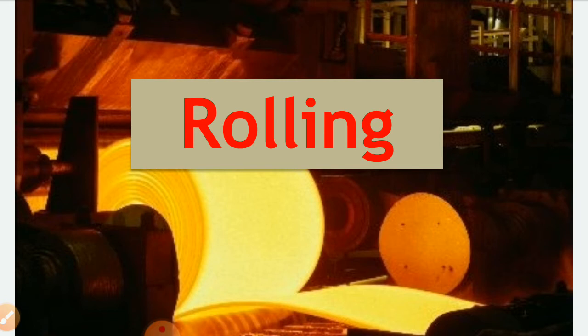So when it comes to rolling or whether forging or any other process, there will always be two types, hot and cold. So hot working and cold working. So that type will be there. So in rolling we will see what is hot rolling and what is cold rolling. So let's start the lecture.